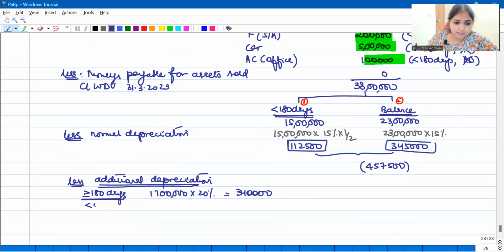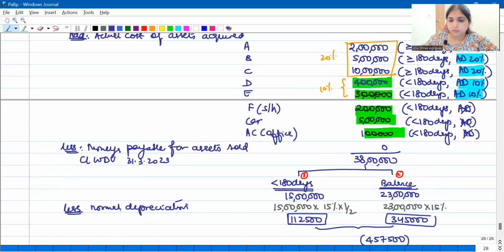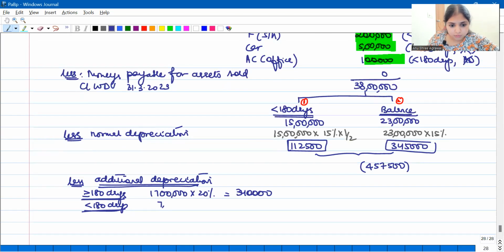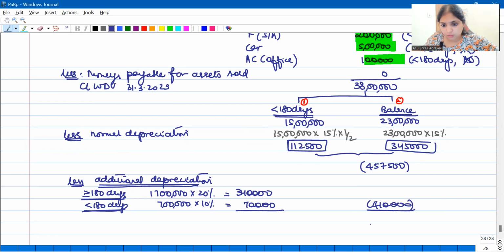And less than 180 days, how much do you have? Less than 180 days for additional depreciation, for 10% additional depreciation, you have only 7 lakhs. So 7 lakhs into 10%, which is going to be 70,000. So what's your total additional depreciation? 4 lakh 10,000.